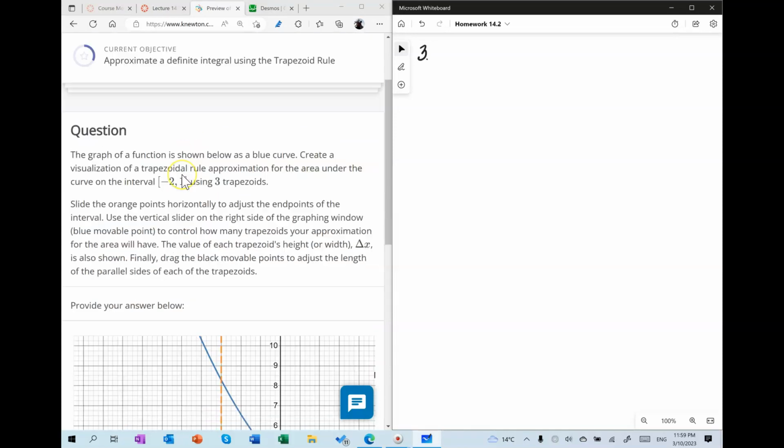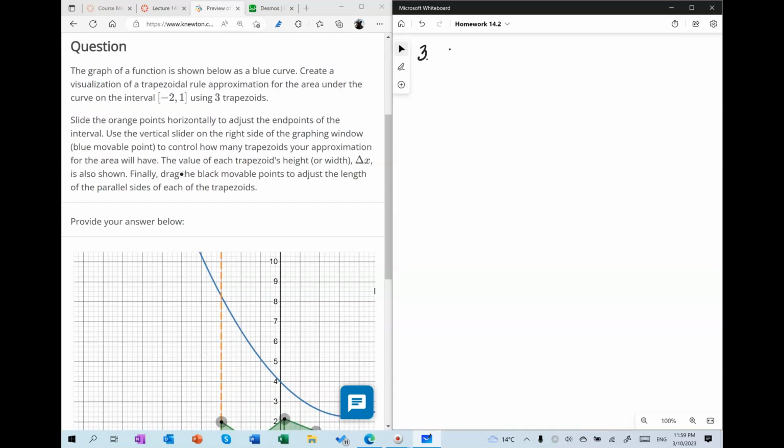This is an interactive one. So here we have A is -2, B is 1, N is 3. So delta x is B minus A over N. So it's going to be 1 minus -2 over 3, which is 1. And the partition will be, so basically we just need to add delta x to A until we reach B. So when delta x is 1, it's just as easy as adding 1. So this is my partition and these are my 3 subintervals.